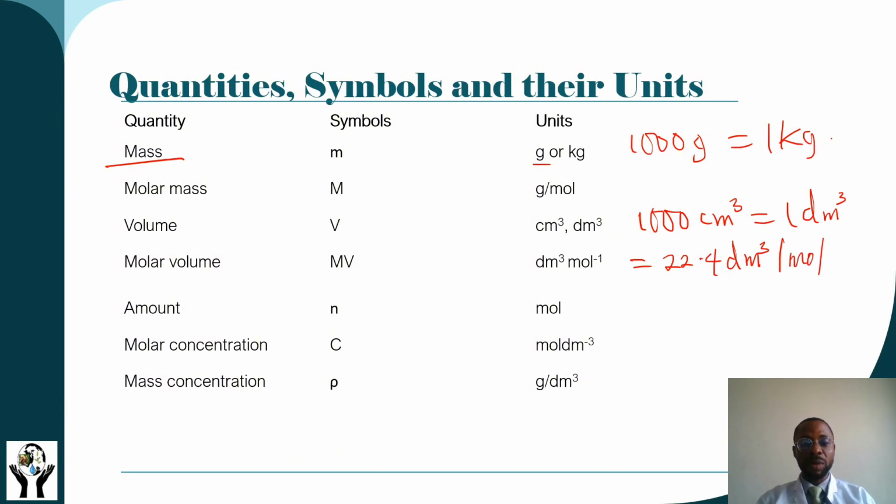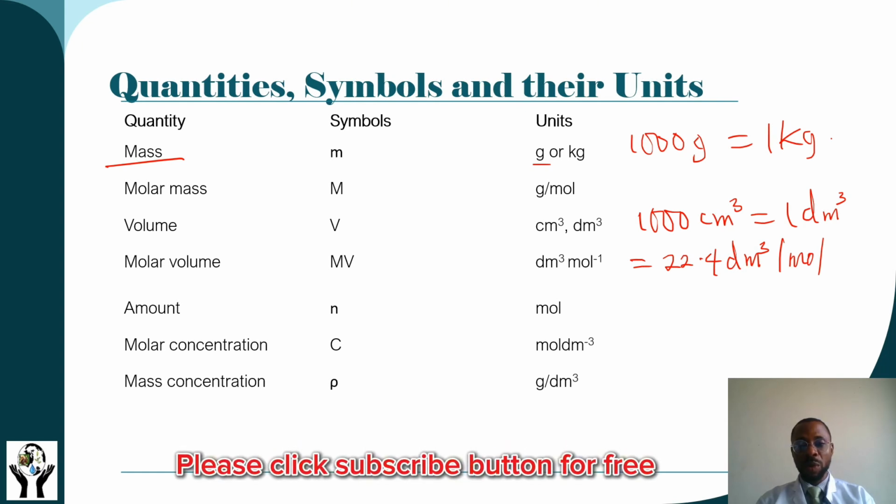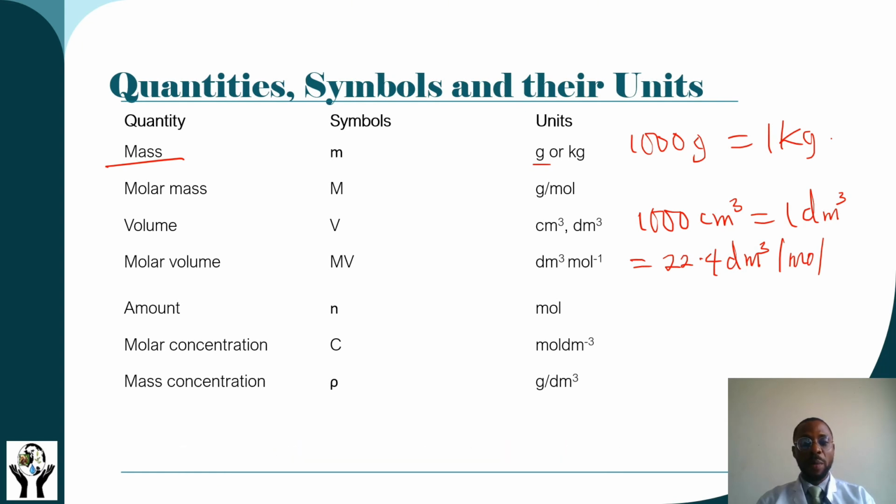Then amount, that one too has been talked about in the previous slide. The unit is mole. So amount is moles. Molar concentration is mole per dm cube. We have two types of concentrations: molar concentration and mass concentration.